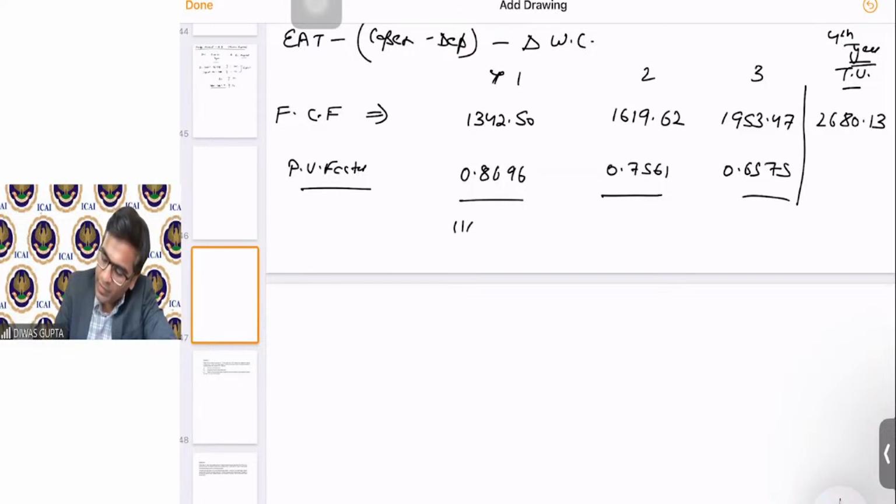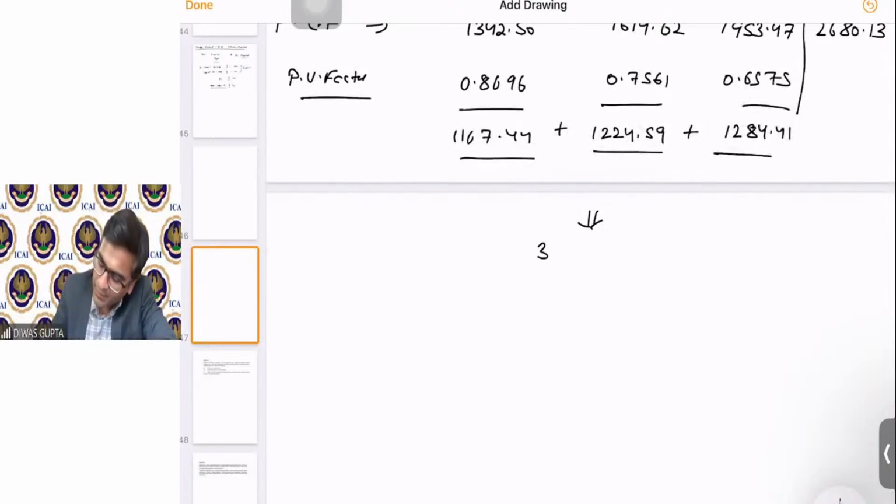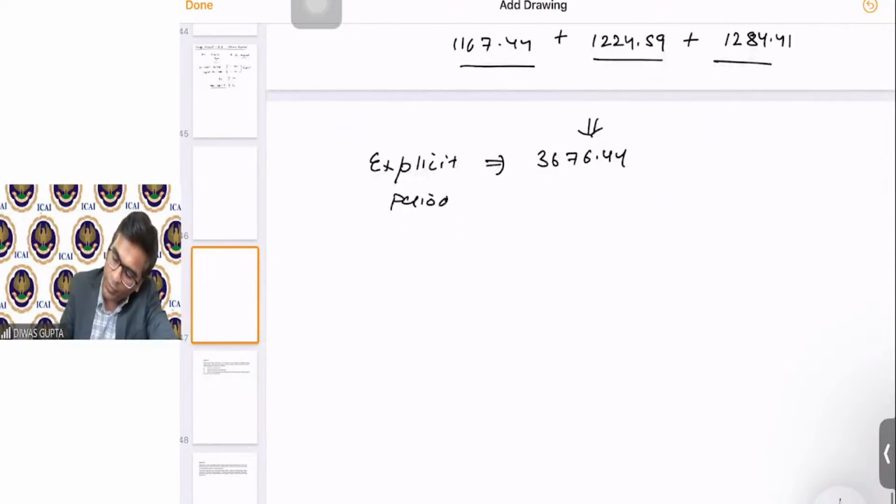So this becomes 1167.44. This becomes 1224.59, and it becomes 1284.41. Okay. So that total, I am writing it here, 3676. This is the explicit period. Now let's come to the terminal value.